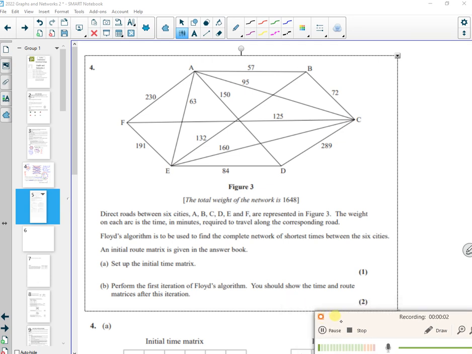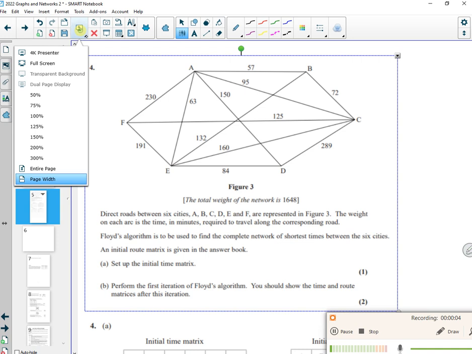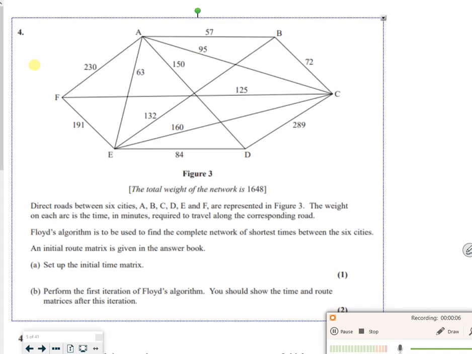Hi, yeah, so this is a Floyd's question where they're asking you to set it up and do one iteration. You're not going to get asked to do all of it in the question because it's too big, but you might get asked to set it up and do the second iteration or the fifth iteration, that type of thing. So you're going to get a bit of it.